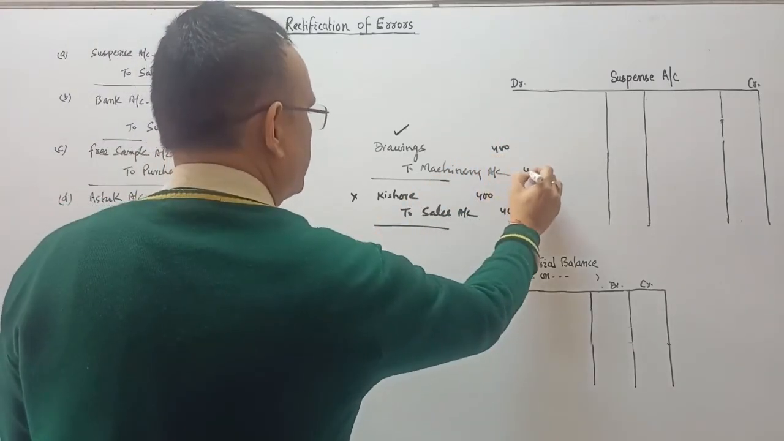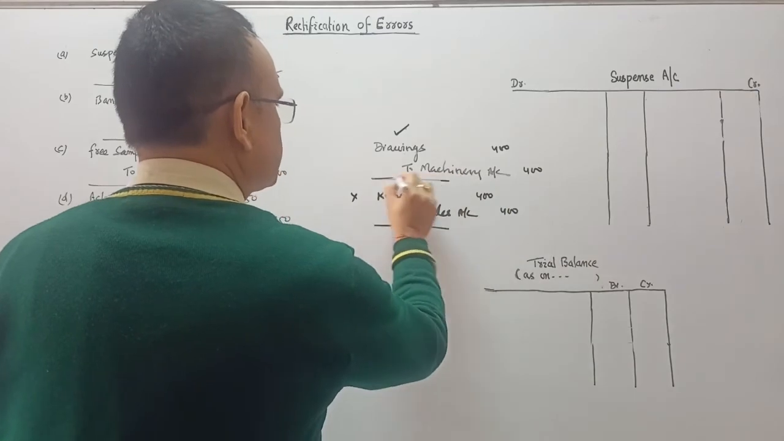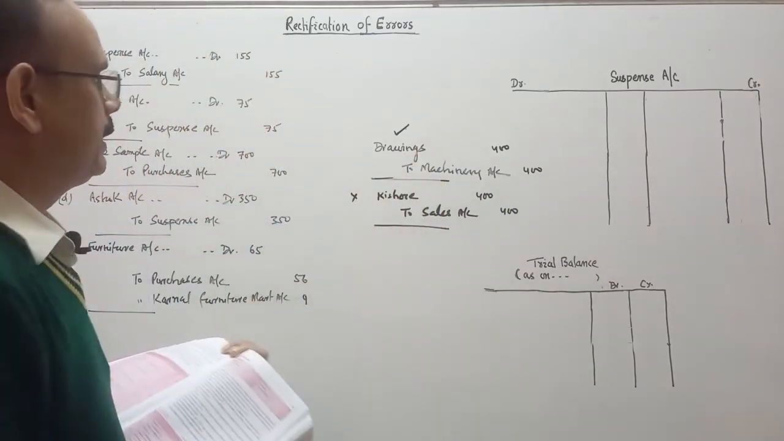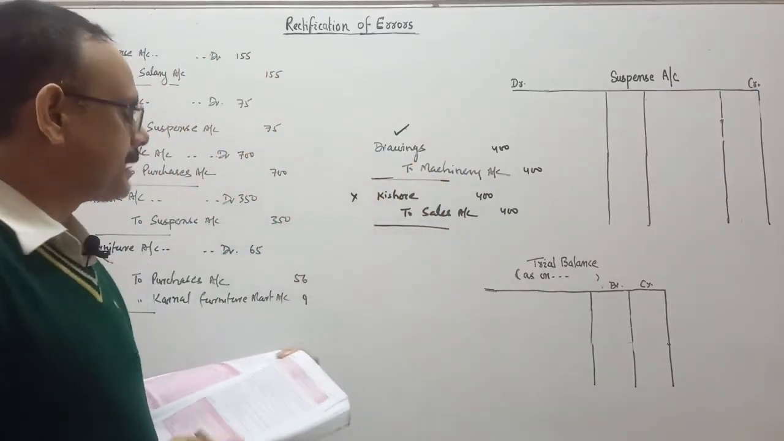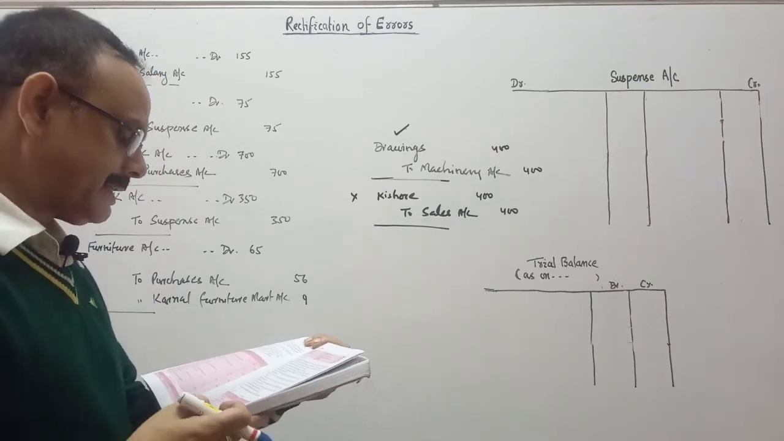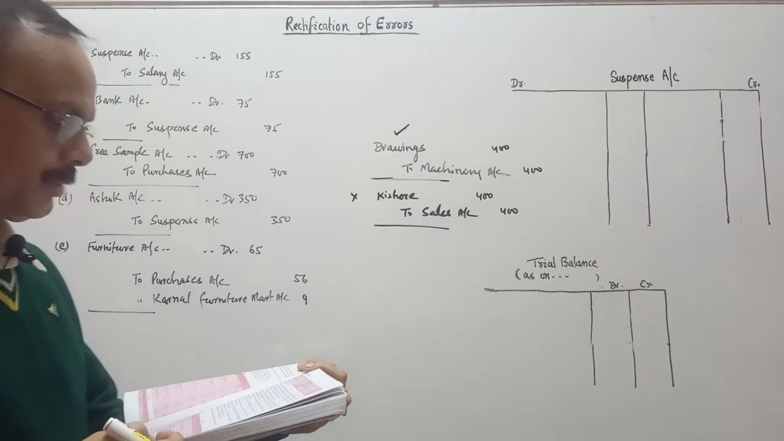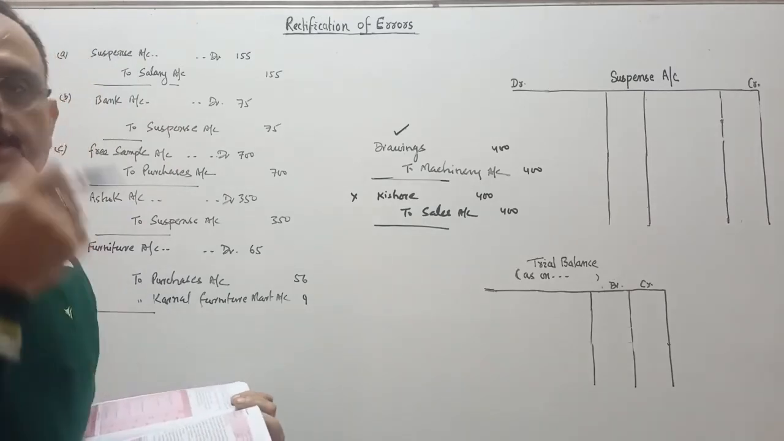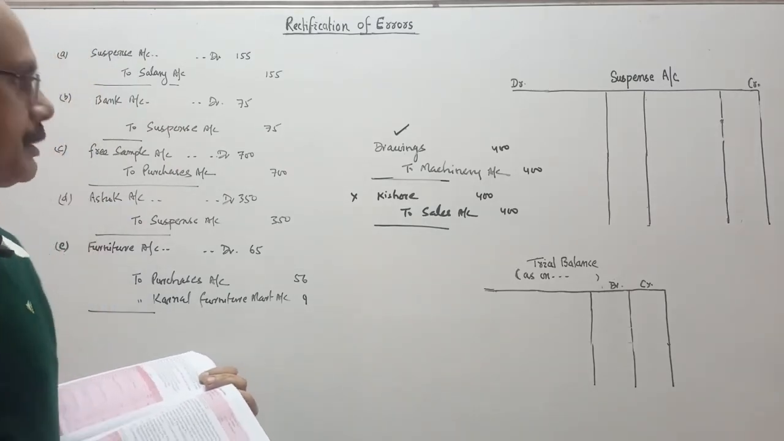Proprietor means drawing account debit to machinery account. This is the right entry. Instead of doing this entry, it is recorded in the sales book as sale to Kishore. So Kishore account debit to sales account. It is recorded in the sales book.